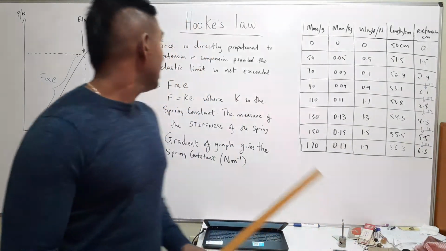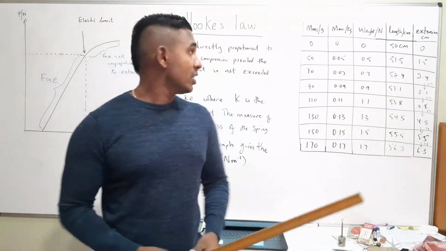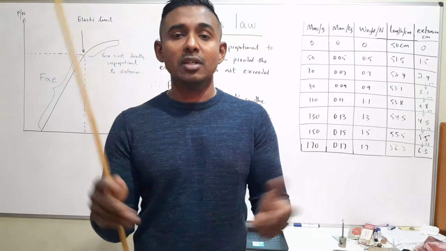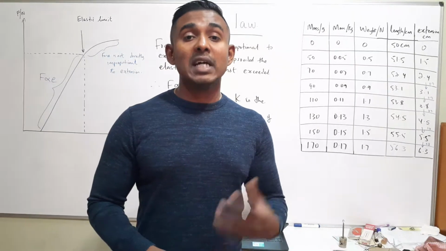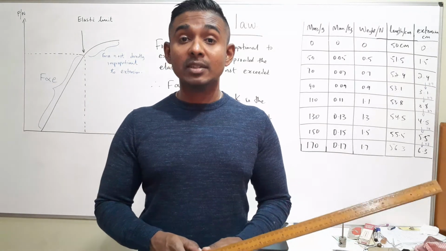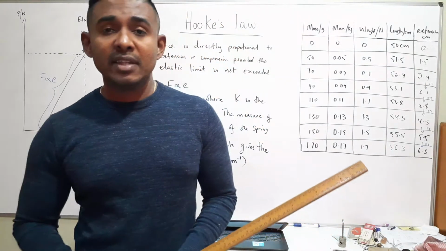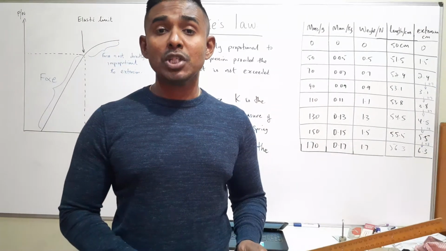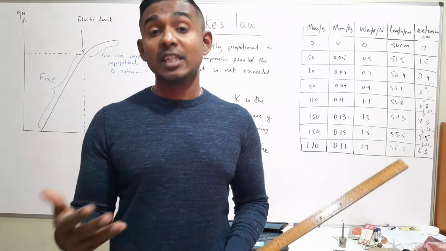Hooke's law states basically that the force applied to a spring, whether it is in compression or being stretched, is directly proportional to the extension or the amount of compression that the spring will receive. So force is directly proportional to extension, provided the elastic limit of the spring is not exceeded. Now all springs have what we call an elastic limit, and that is the point at which the force being applied to the spring is no longer directly proportional to the extension that the spring is experiencing.